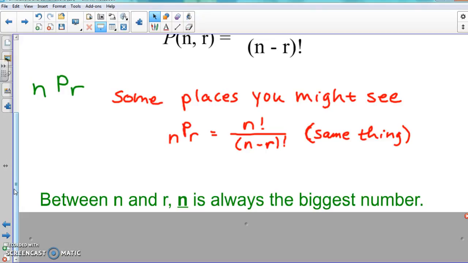Okay, so I'm going to go ahead and move into the next example, and it's going to be cool.